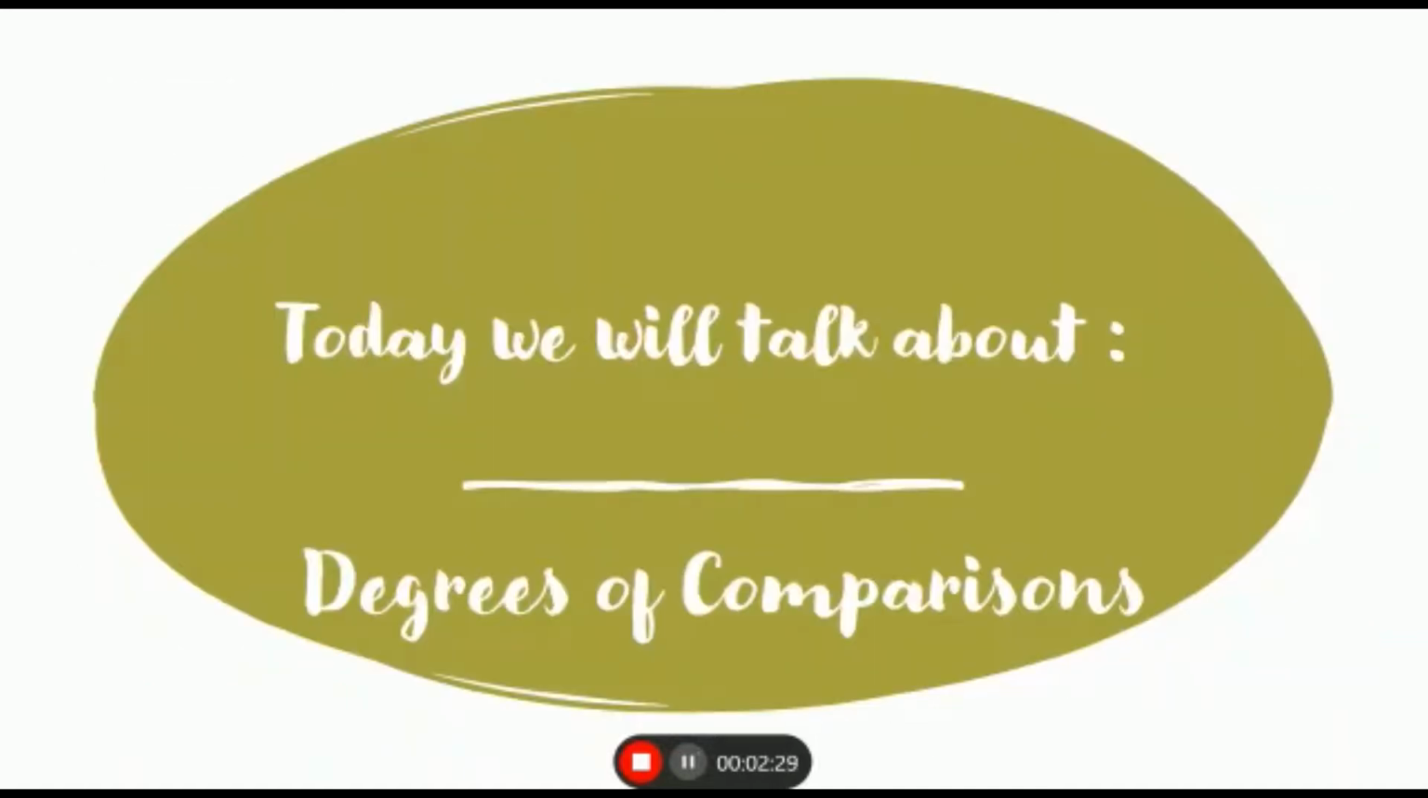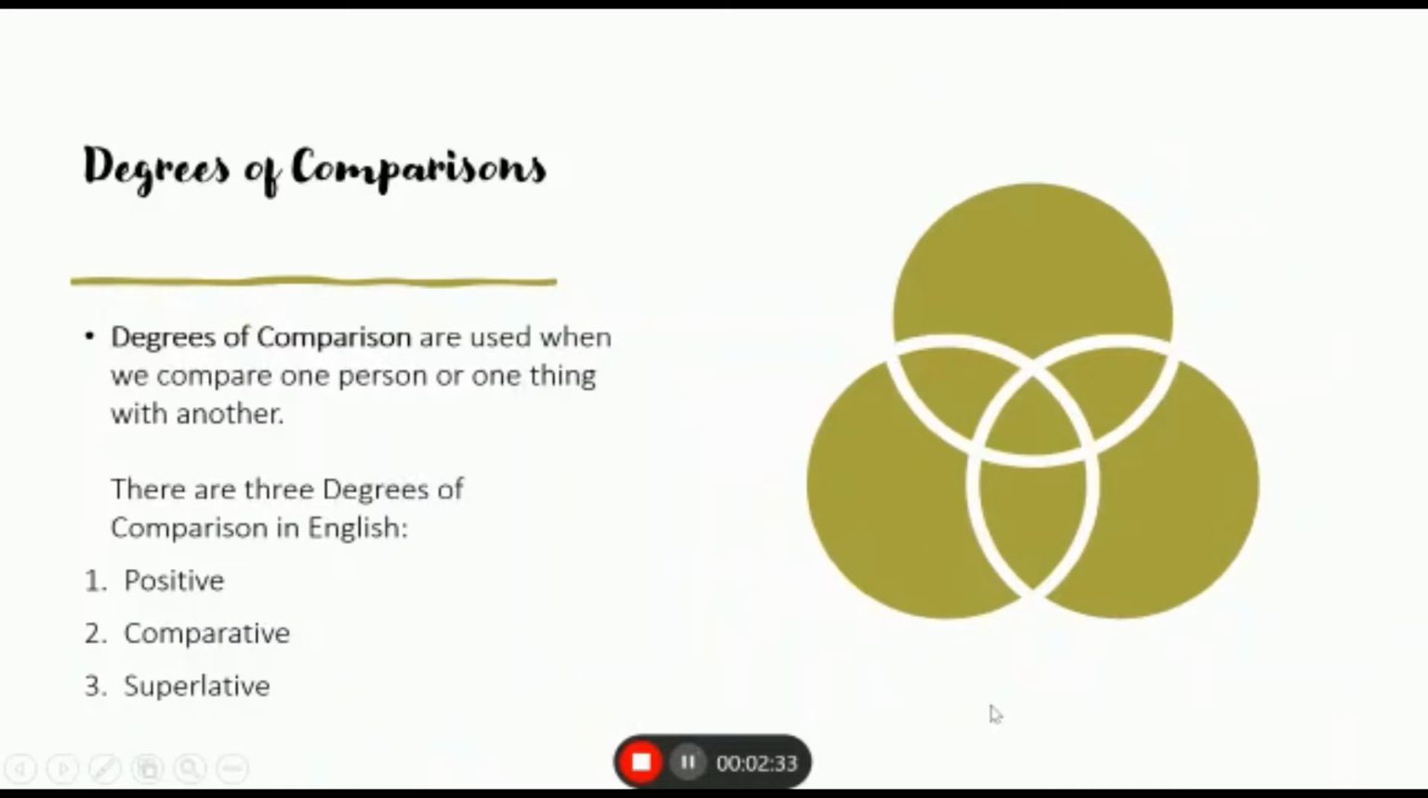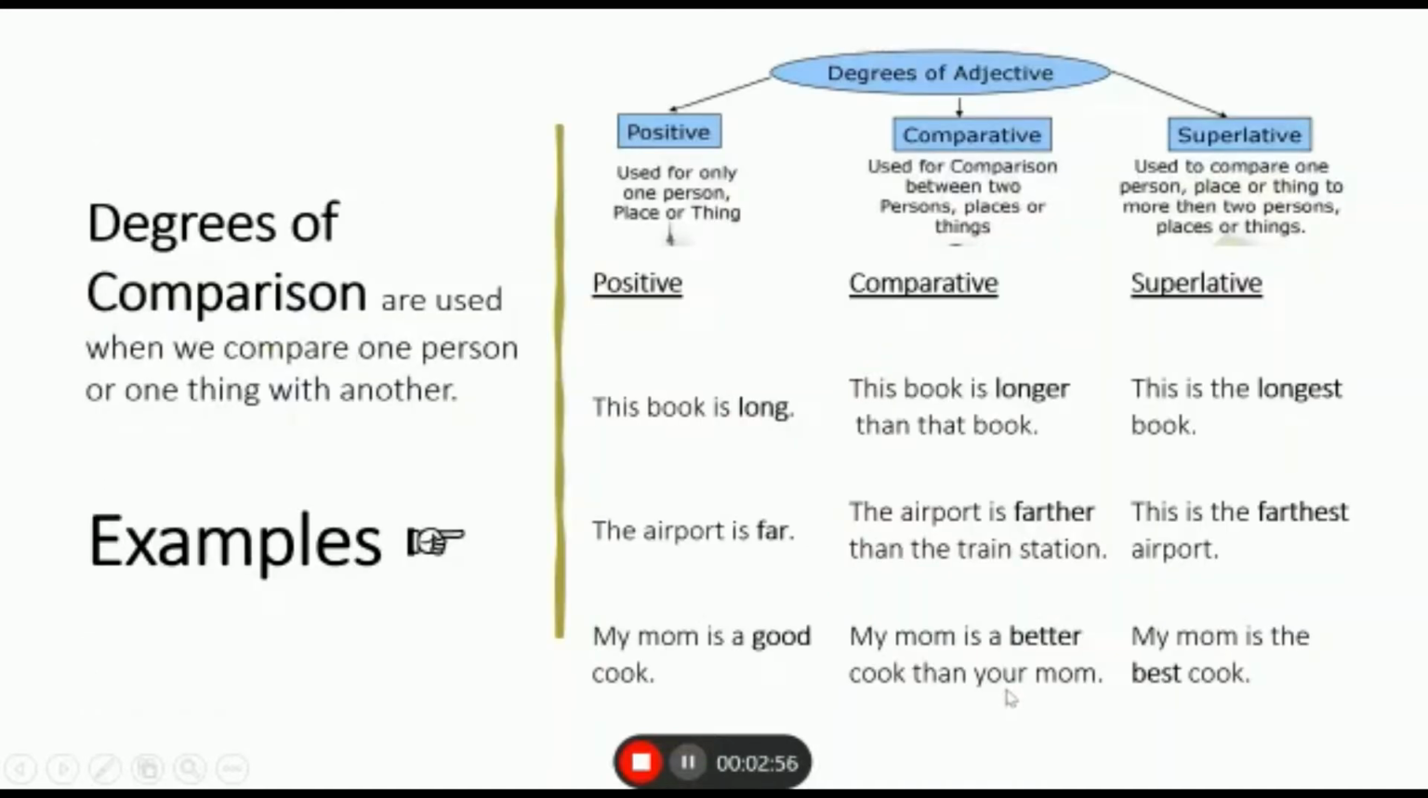Today we will be talking about degree of comparison. There are 3 degrees of comparison in adjective. We have discussed this in previous classes also. What is degree of comparison? Basically, if we compare any person or thing with another person or thing, then it is called degree of comparison. There are 3 degrees of comparison in English, which are positive, comparative, and superlative.